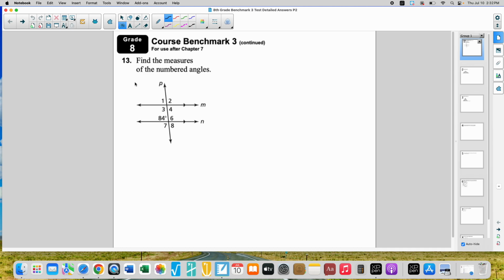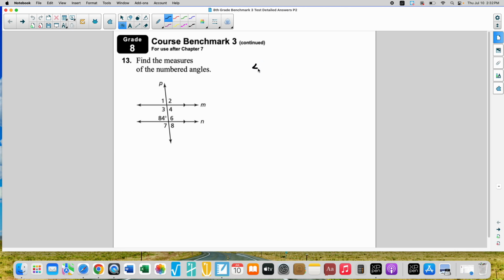So when we want to find all of the angles, angle 1 is equal to 84 degrees because it corresponds with 84. They're in the same location, top left, top left. Angle 2 is going to be 96 degrees, and that's because it's supplementary to this. 1 plus 2 equals 180. They are supplementary angles. Angle 3 is going to also be 96 because it is vertical. It's vertical to angle 2.